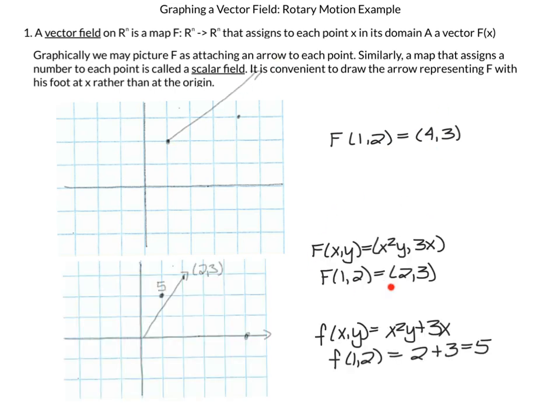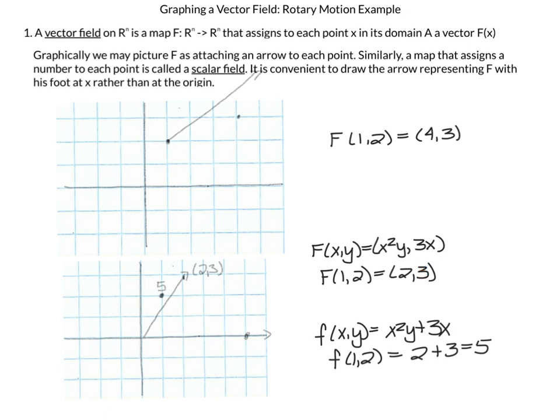Let me do another example for you. Often F is a function. It takes an xy coordinate and produces another xy coordinate. For example, F of (x, y) might equal (x squared y, 3x). If I plug in 1, 2 for x and y, I get F of (1, 2) equal to 1 squared times 2, which is 2, and then 3 times x, which is 1, so 3.